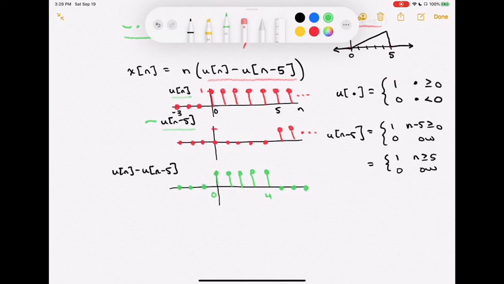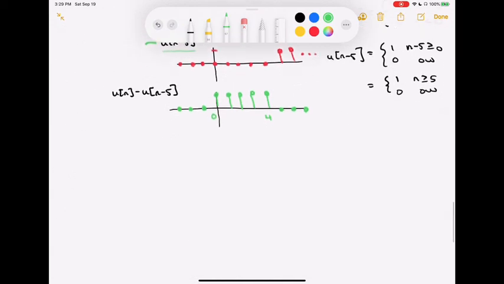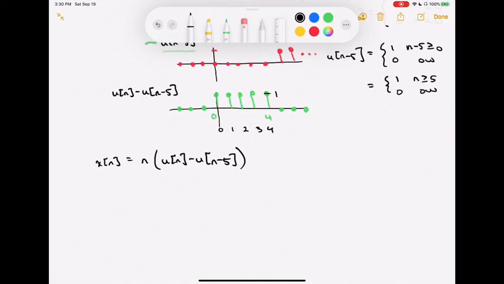Okay, so now if I want to go ahead and take this and continue on and get the final one, right, we said that our x of n was just equal to n times u of n minus u of n minus 5. Well, u of n minus u of n minus 5 is 0 everywhere except for the interval 0 to 4. And in that interval, the values of n are 0, 1, 2, 3, and 4. So we're going to take those values, 0, 1, 2, 3, 4, and multiply them by that other thing, u of n minus u of n minus 5, which is just a value of 1 for that range. So I'm going to get 1 times 0, 1, 2, 3, or 4, and that's just going to give us 0, 1, 2, 3, and 4.